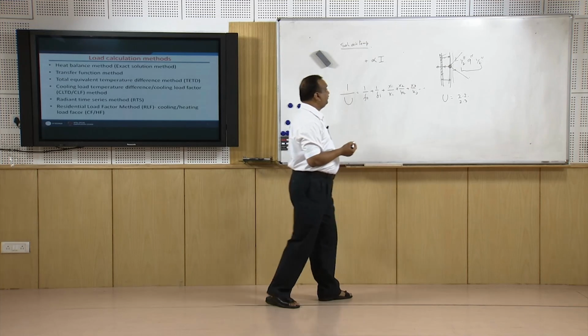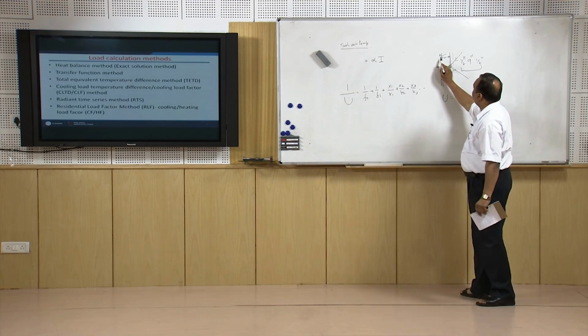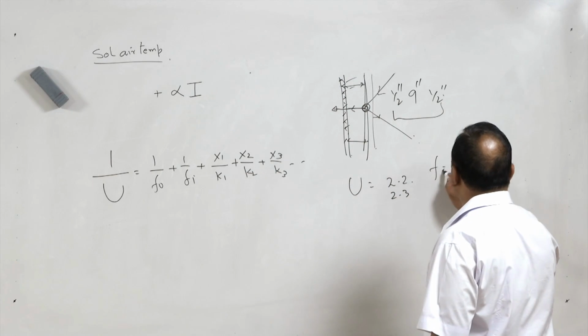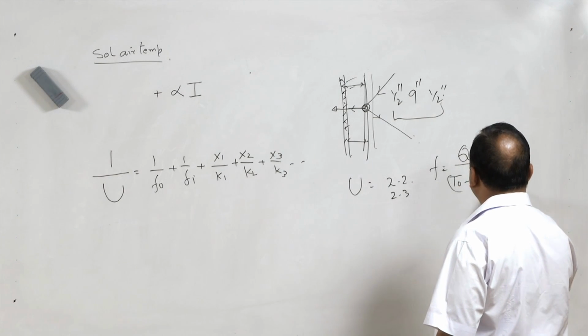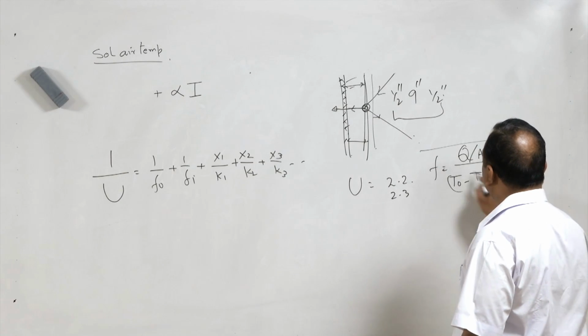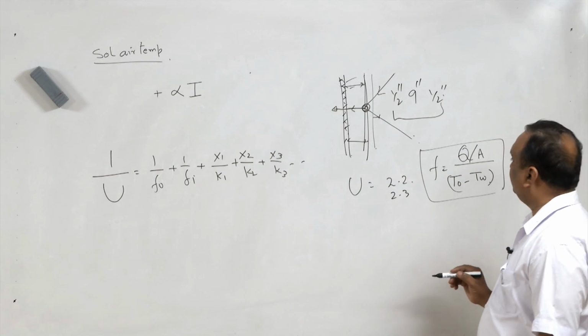Now, Fo is the film coefficient. It is the ratio of heat transfer divided by outside air temperature minus temperature of the wall, divided by the area of the wall. This is the film coefficient. It is the same as the heat transfer coefficient.